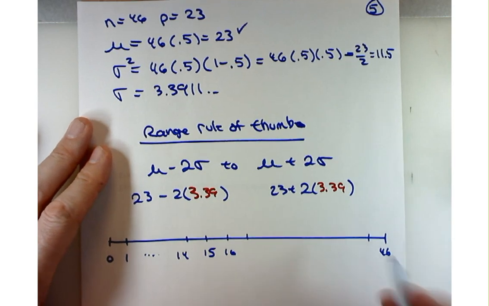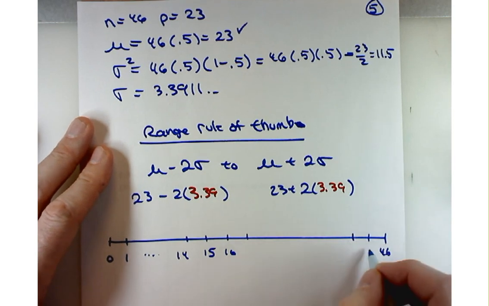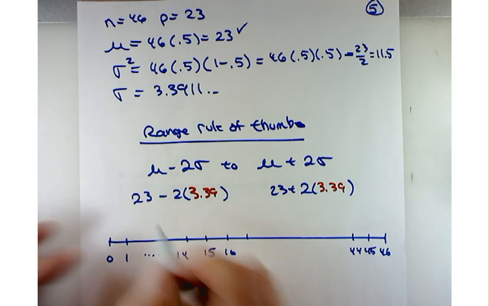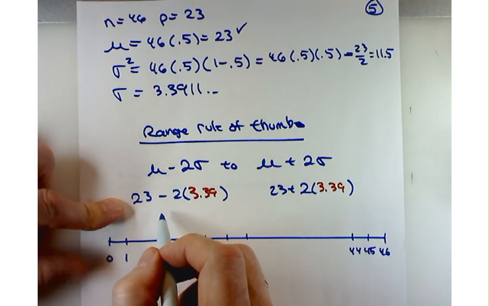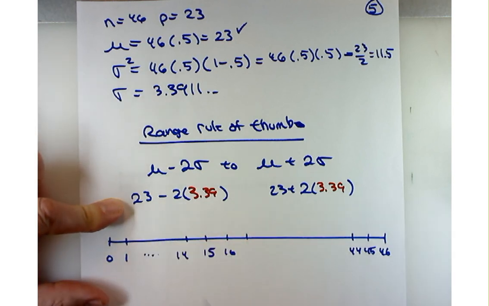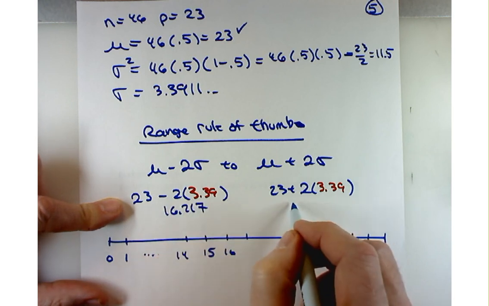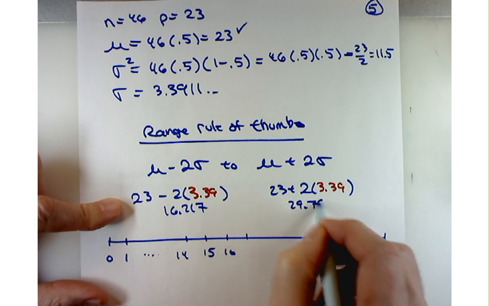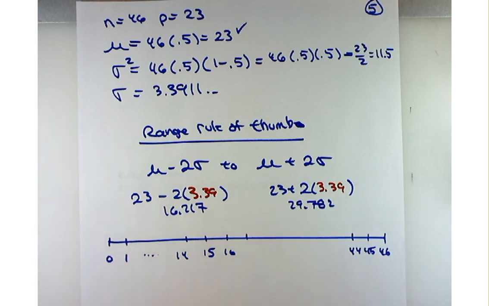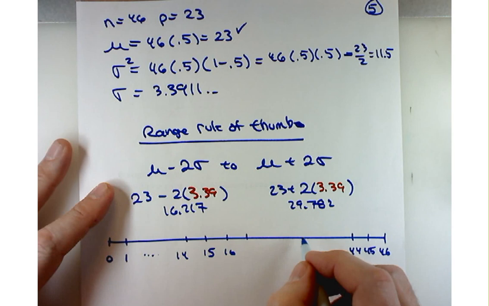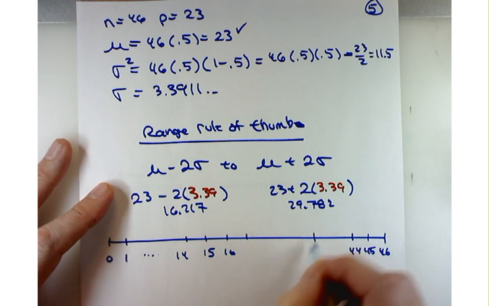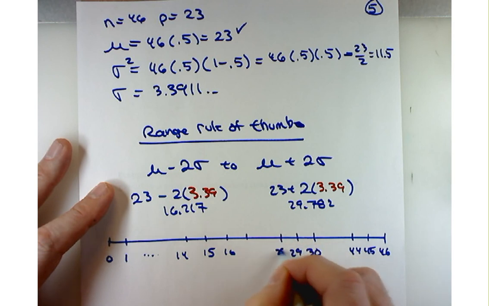Okay. So I want to try and draw this and help you understand our little cutoffs here. So what was this? This was like 16 point something. Somebody's still on that page? 16.217. And the other one? 29.782. Okay. So let's see, let's go down to 30, 29, 28.